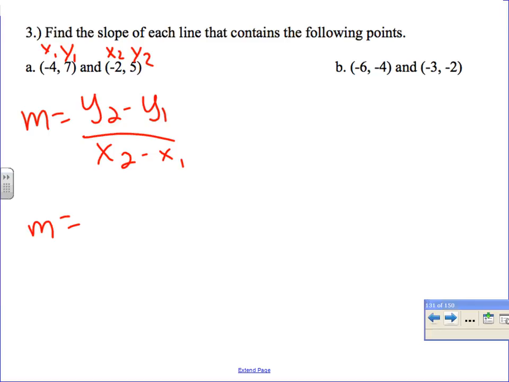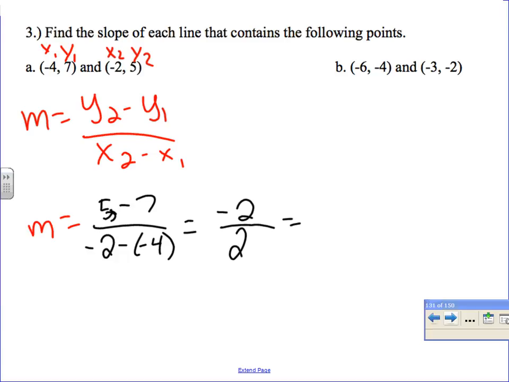So y2 minus y1, we have 5 minus 7, all over x2 minus x1, so negative 2 minus negative 4. Watch those negatives. 5 minus 7 is negative 2, and then negative 2 minus negative 4 is really negative 2 plus 2. Sorry, negative 2 plus 4, which is 2. So we get our slope is negative 1, which is your rise over run. You could also write that as negative 1 over 1. Okay, so everyone remembers that, right? Okay. So any questions on distance formula, midpoint formula, or just a review of slope?